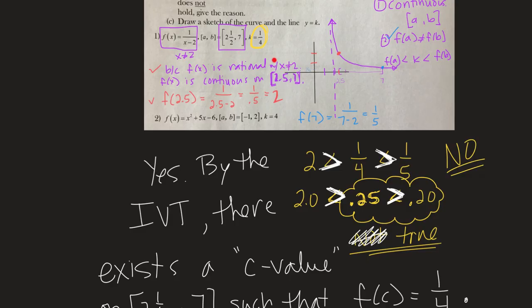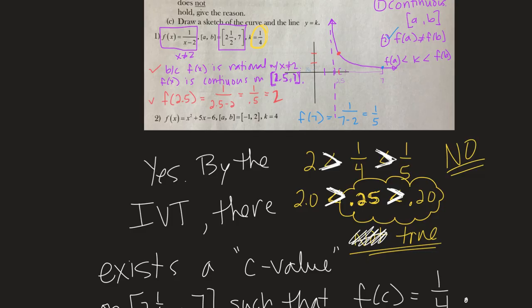Yes, it was continuous. Our rational function is continuous. The left endpoint and the right endpoint are not the same, and our k value is in fact between them. I just have to make sure I get my greater than symbols correct. So our k value that we're looking for, which was 1/4, is in between our two endpoints. So if all those things are true, then there exists a c value.